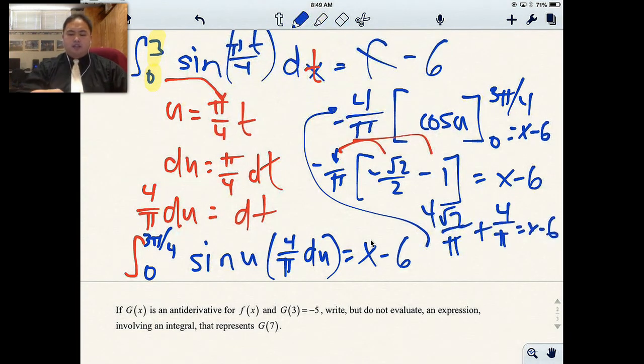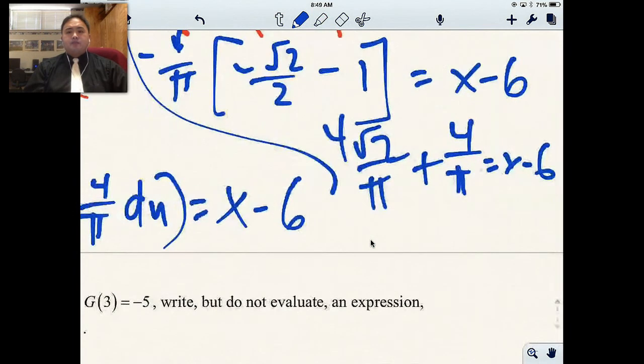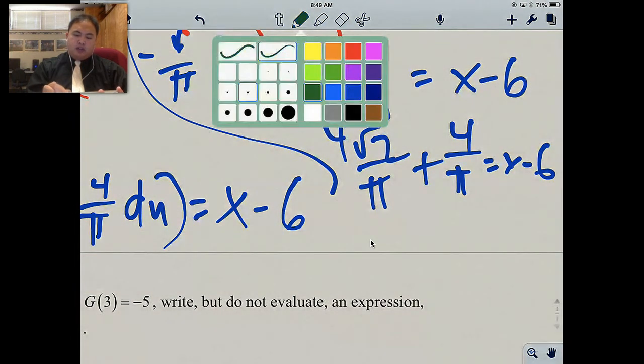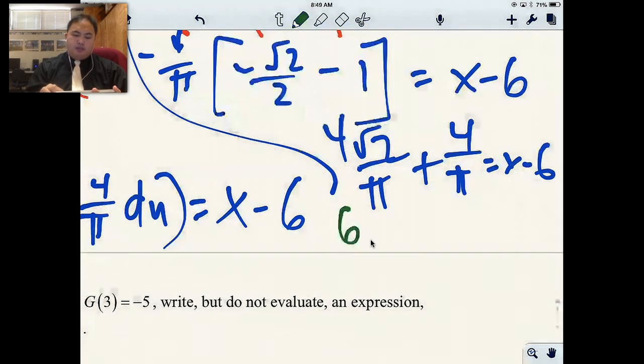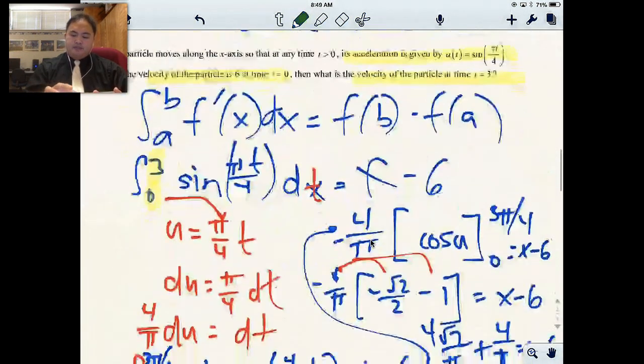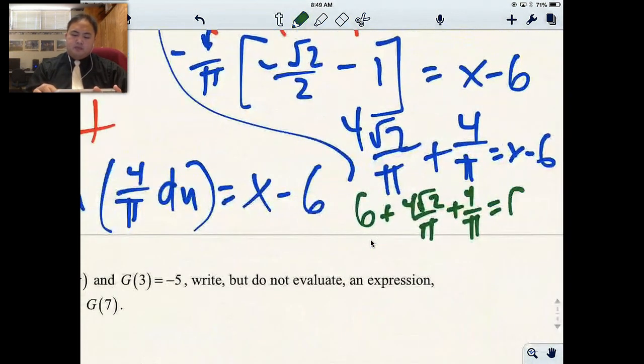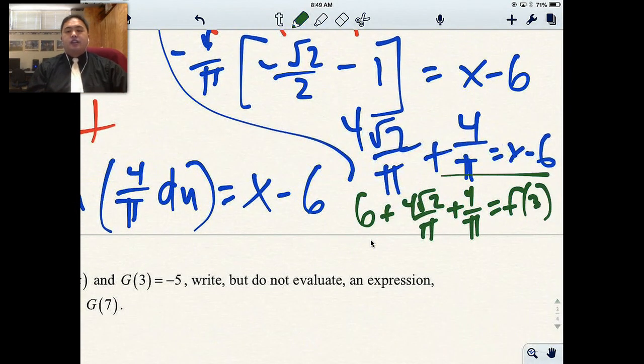I know I'm running out of space, so here, let me zoom in for y'all. All I did was distribute, and then I'm going to add 6 to both sides. So the answer is 6. Here, I'll put it in a different color so you don't get confused. Let's use green. 6 plus 4 radical 2 over pi plus 4 over pi equals, again, the problem is asking for f of 3. So you give me the acceleration, I'll tell you what its velocity is at 3 seconds.